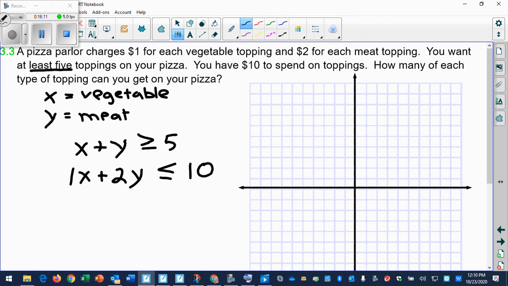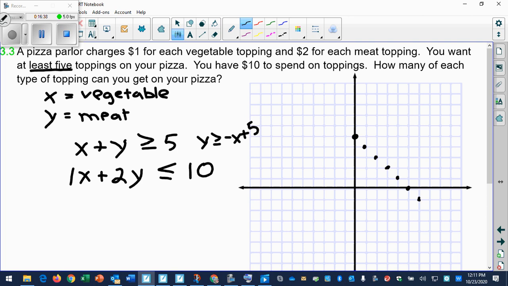Okay, so we're going to graph these. I would probably graph these using x and y intercepts, but you guys would probably like to rewrite them, right? So this one is going to be y is greater than or equal to negative x plus 5. That's not too bad. 1, 2, 3, 4, 5. Did that make sense what I just did? Yep. Down 1 over 1.